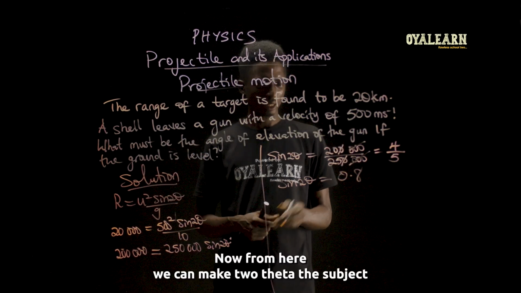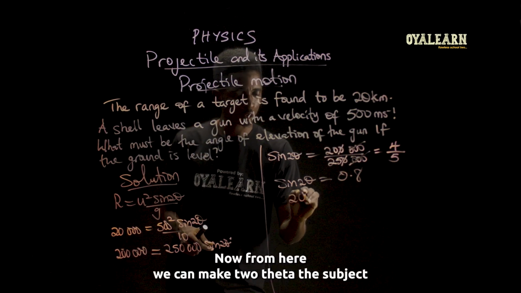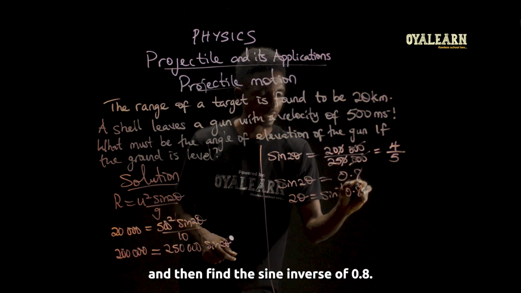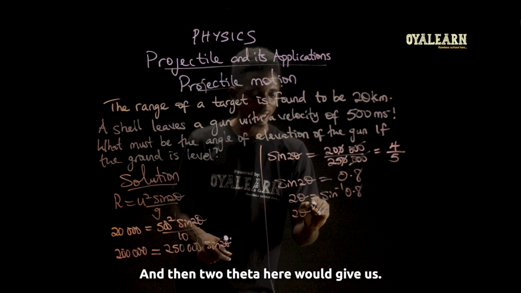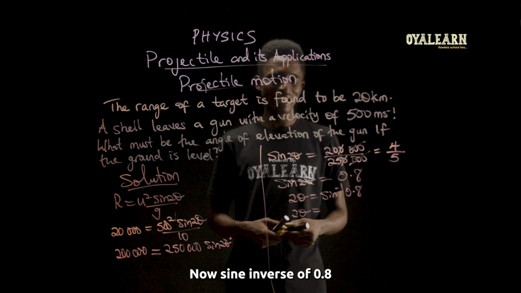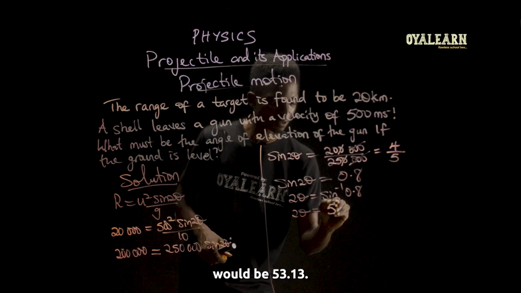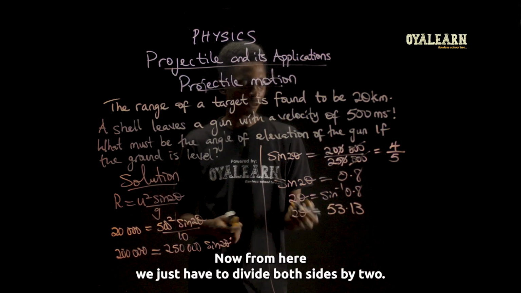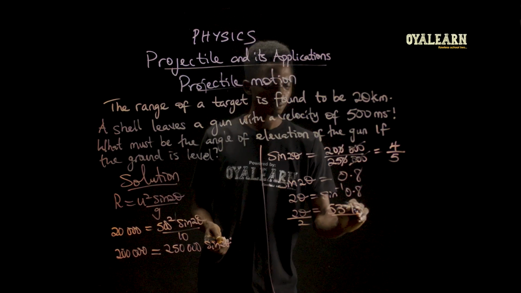Okay? Now from here, we can make 2 theta the subject and then find the sine inverse of 0.8. And then 2 theta here would give us, now sine inverse of 0.8 would be 53.13, thereabout. Okay? Now from here, we just have to divide both sides by 2.